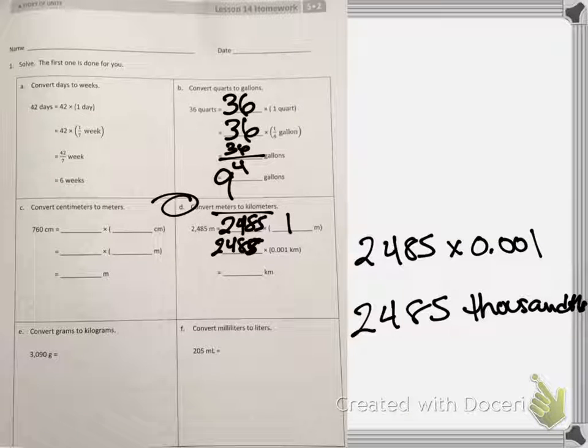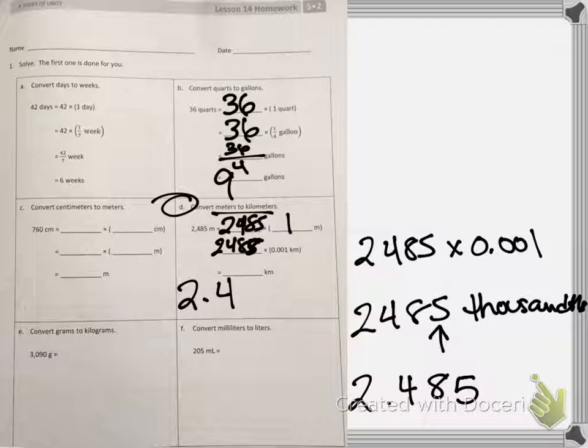Which we then have to know that for the place value, the 5 is going to be in the thousandths place. So we go 5, and then the 8's in the hundredths, the 4 is in the tenths. Then we have our decimal 2. So our answer is 2.485, or 2 and 485 thousandths. Now that is pretty easy as well.